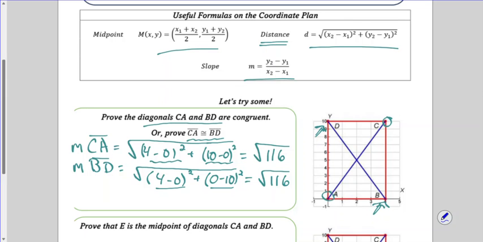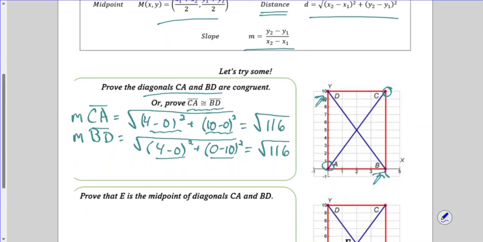So I substituted. I simplified a little bit. If you want to keep simplifying, you can, but you don't really need to. We can see that these are the same, so you can show that those are congruent. So I'm going to say by the distance formula, CA is congruent to BD.